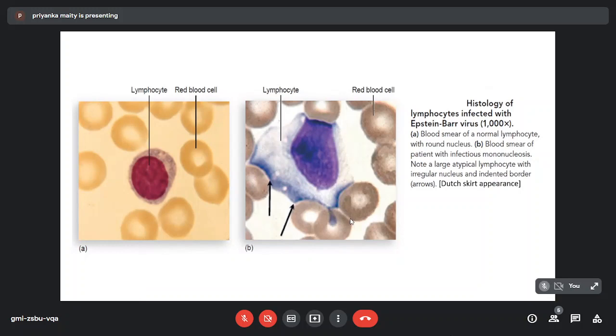It is large in size. The cell border is indented by the surrounding RBCs, giving it the appearance of a Dutch skirt. There is abundant basophilic cytoplasm. The nucleus is large with irregular borders.